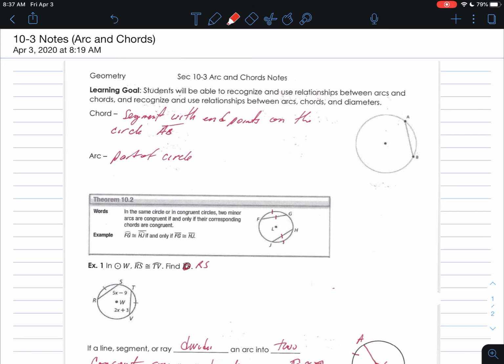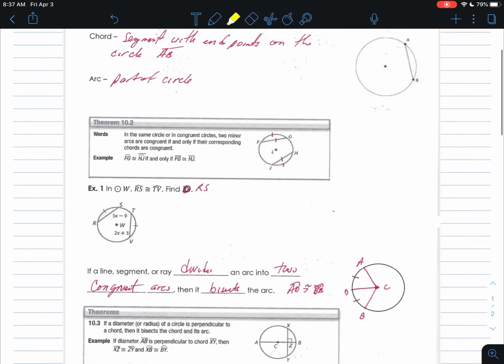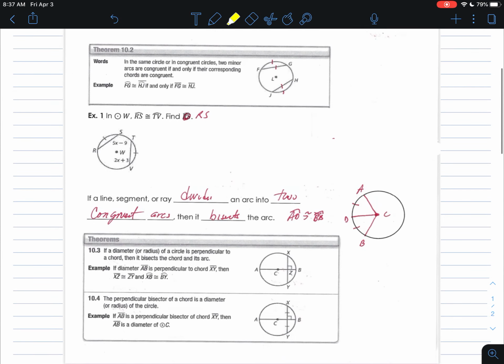This stuff is for you guys to read and look at right here, talking about chords and arcs. So now let's take a look at example 1. For example 1, we need to realize that if these two arcs are congruent, which we can clearly see, that means that the chords are going to also be congruent.